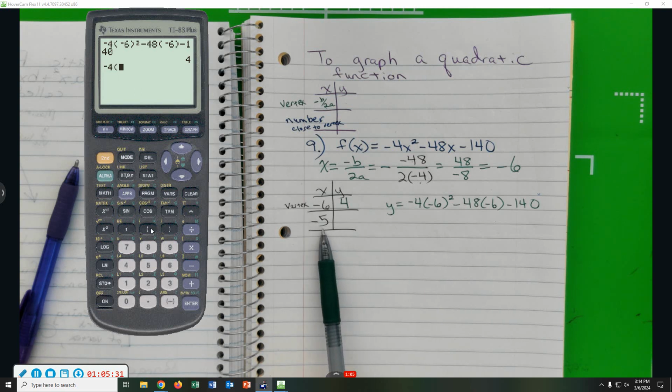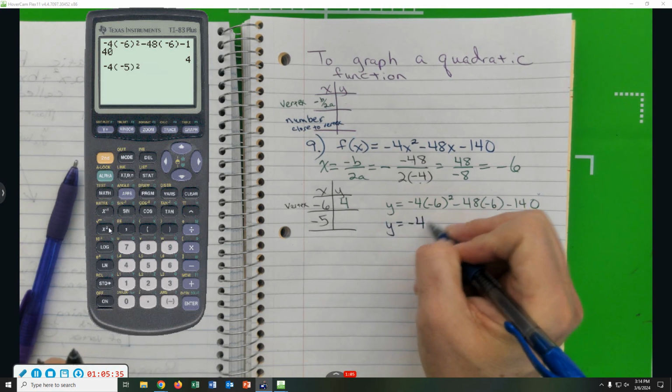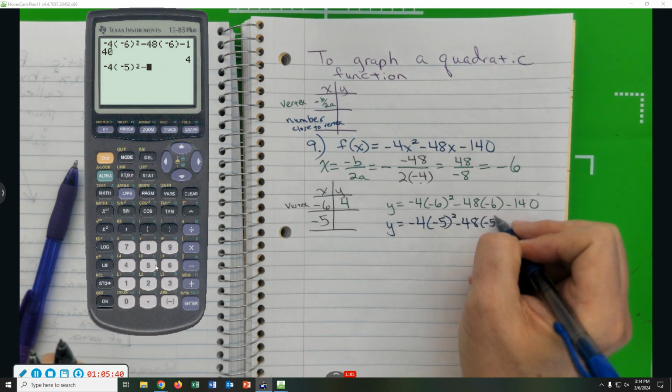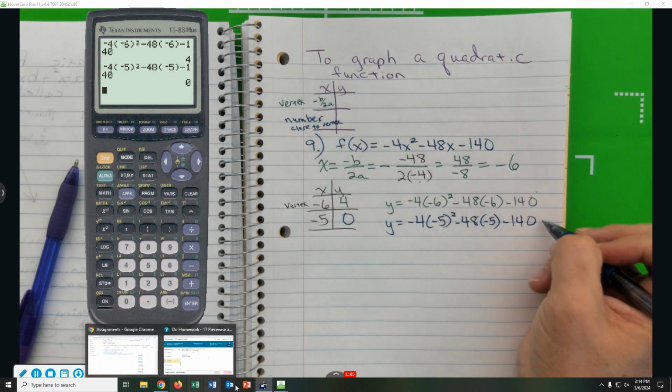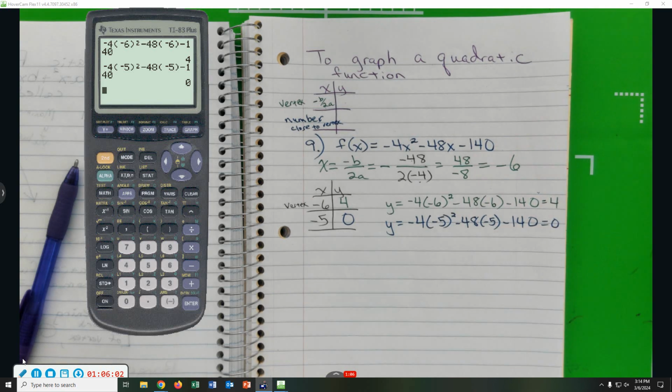Now let's plug in the -5. Plugging in -5, what are we going to get for y? That's going to be a -100 minus 48 times -5 minus 140. It's going to be 0. Yeah, 0. Okay. Works out nicely. That's 0, and this one was 4. You all agree with our calculations there?